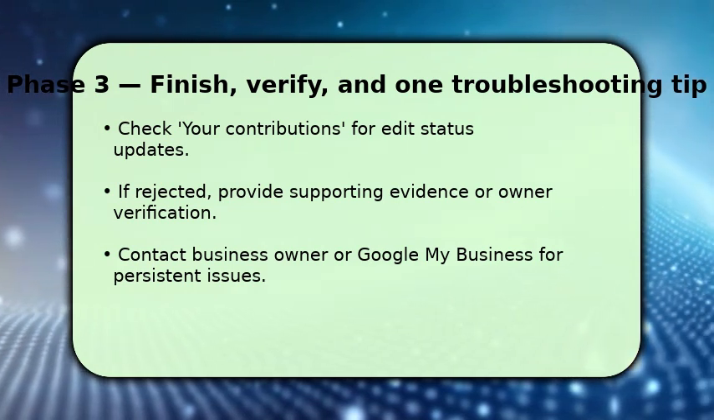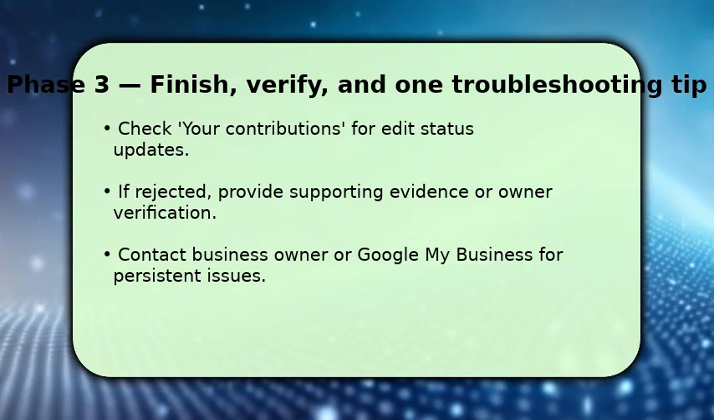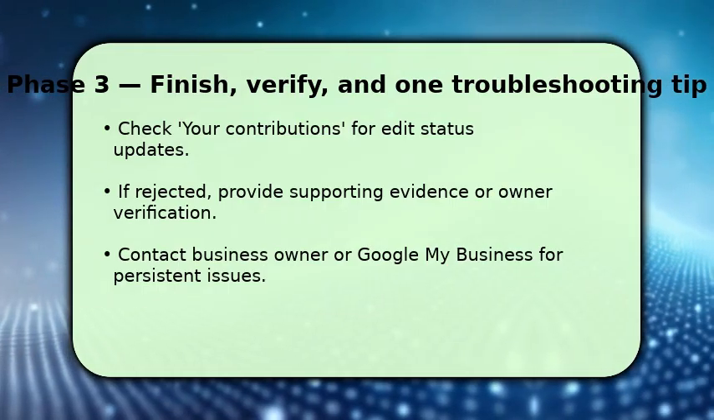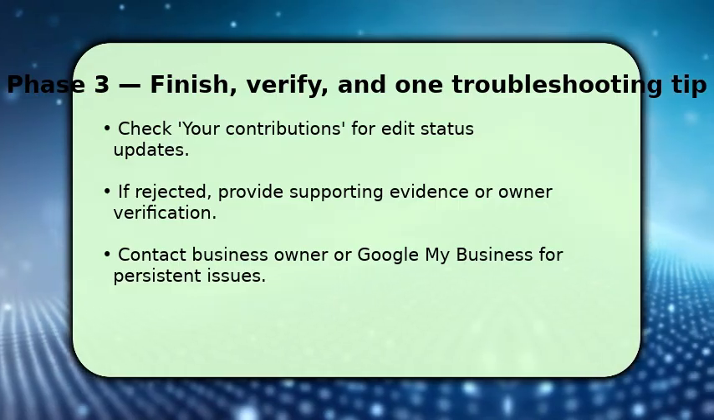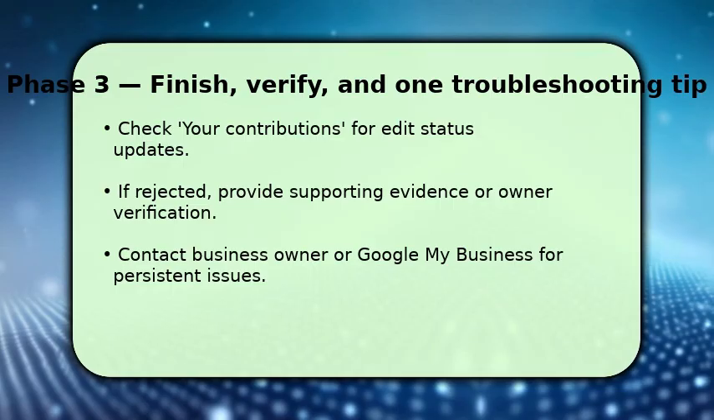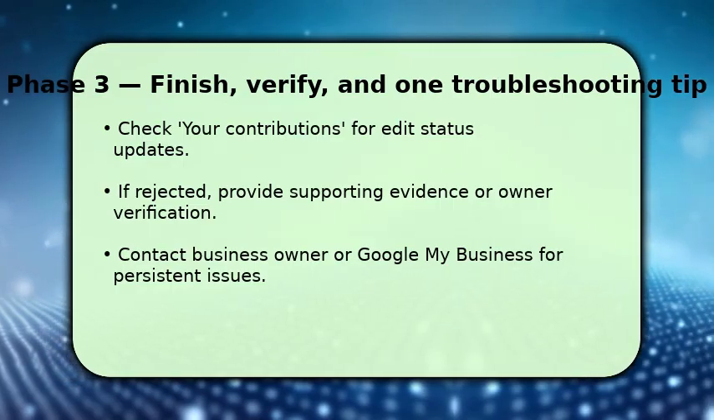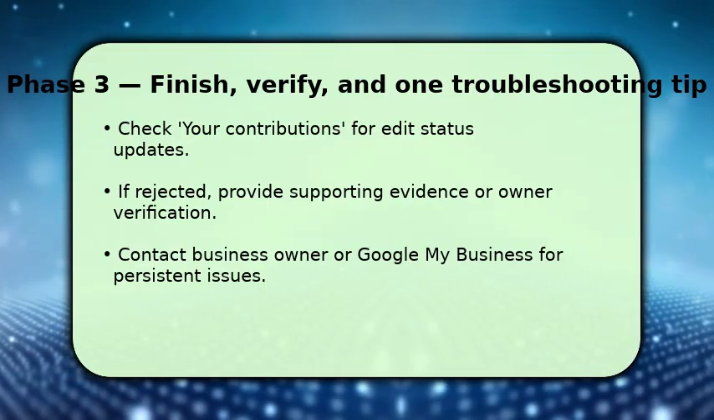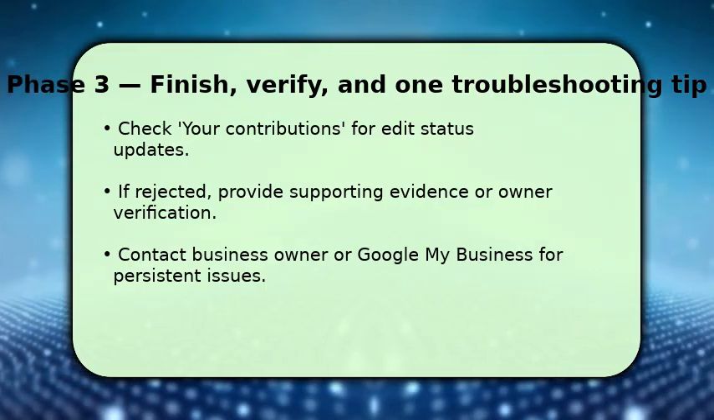If it's rejected, provide clearer evidence in another attempt or suggest owner-confirmed edits. You can attach photos or official documentation. If nothing changes, escalate by contacting Google My Business support or asking the business owner to update their profile directly. That usually resolves persistent listing issues.